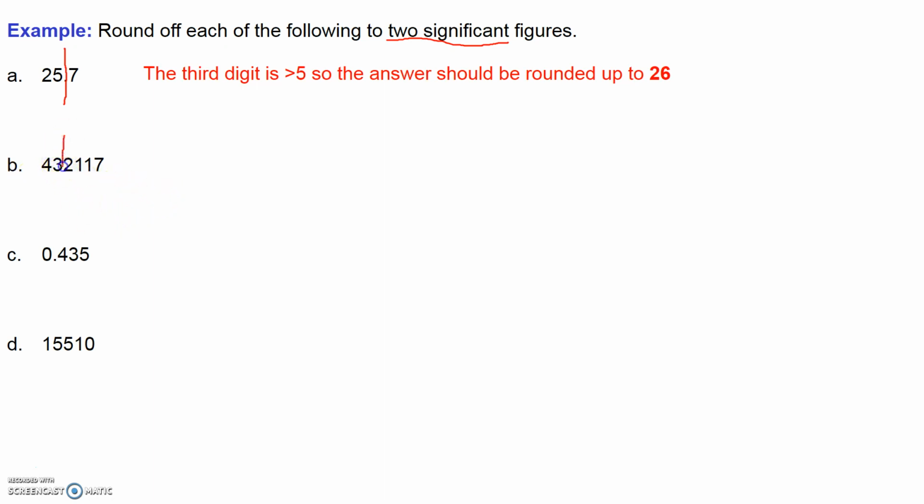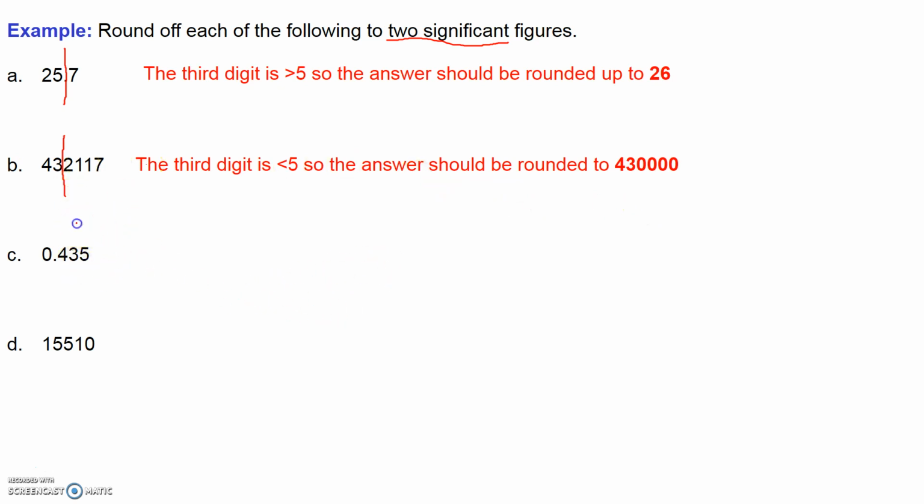432,117. We're going to cut off the numbers after the 3. 2 is less than 5, so we're going to just replace those numbers we're cutting off with zeros. Okay, so that becomes 430,000.